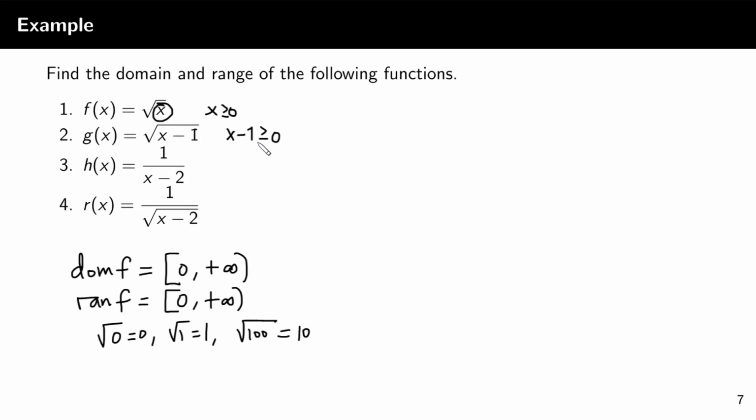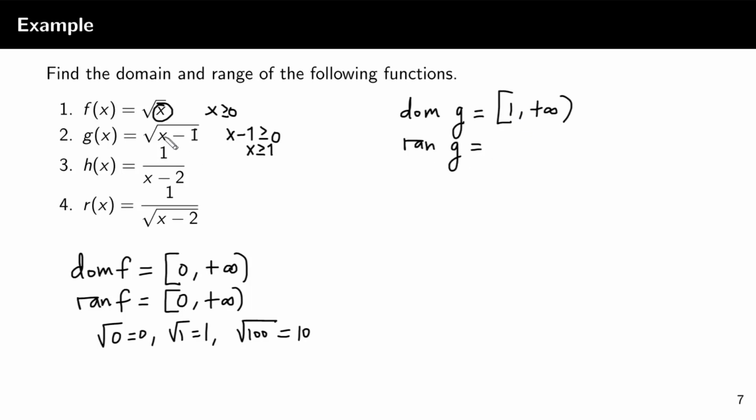And this inequality is equivalent to x is greater than or equal to positive 1, which is just the interval 1 to positive infinity. So therefore, the domain of g is the interval 1 to positive infinity. Ano ngayon yung range niya?